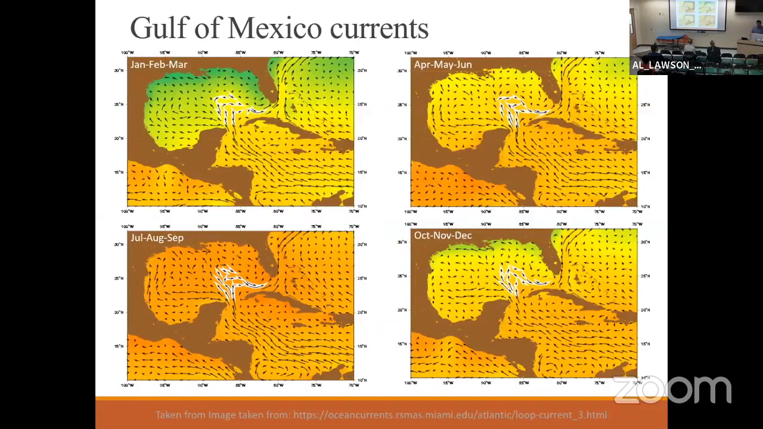So this is a picture of the Gulf of Mexico currents, and this is based on seasonality. You have January through March for the first one. You don't see too much water movement. You have April through June, you start seeing it increasing. July through September, it's very active, and then you start seeing it slow down from October to December. So this is important when you think about when they reproduce, which, if we remember from the previous slide, is between June and July, typically when they have the highest spawning.